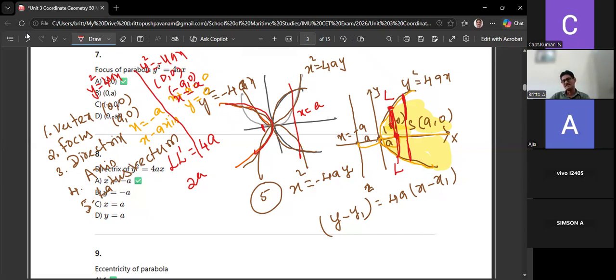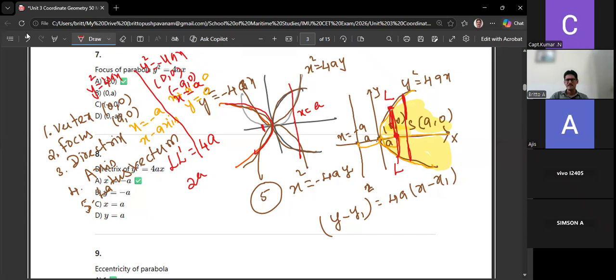Then the axis is the same for both parabolas, y squared equals 4ax and y squared equals minus 4ax. For both parabolas, the axis is the x-axis, because it is symmetrical about the x-axis, so there is no change. Then the latus rectum also has no change, the same 4a. So the latus rectum is 4a for all the parabolas.